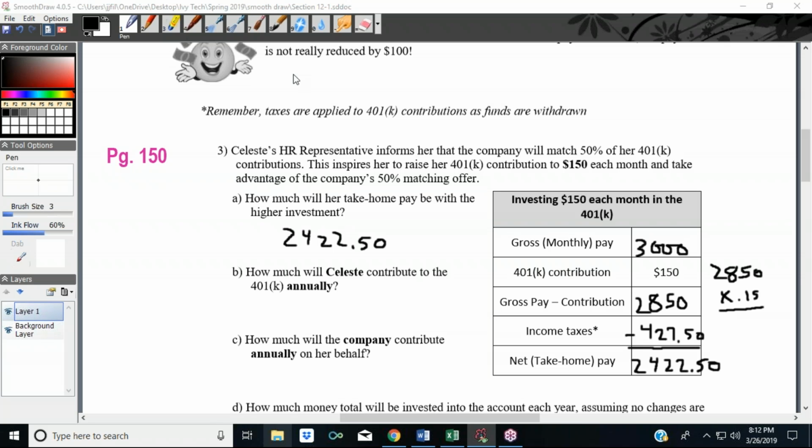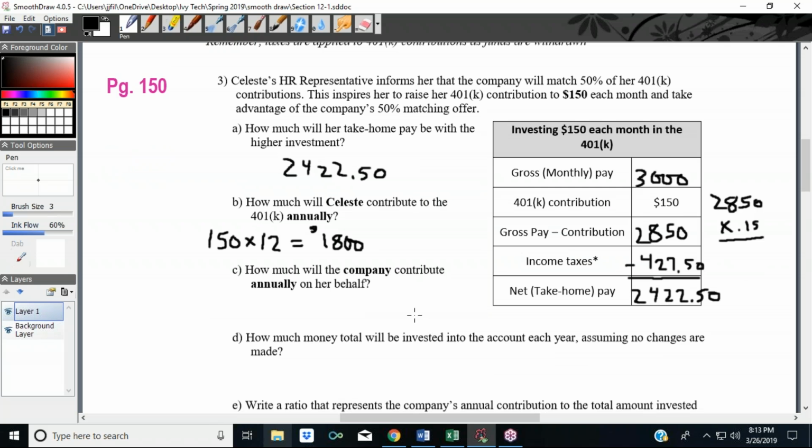All right. So let's look at these other ones that go along with this problem. It says, how much will Celeste contribute to the 401k annually? So she's contributing $150 each month. And again, help me out. She's going to multiply that by what number? 12. Good. And how much is that per year? It is $1,800. All right, it looks like Kendra has the fast fingers today. Thank you for getting that in there, Kendra.